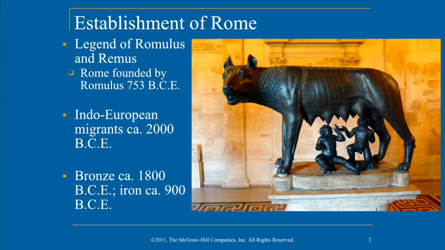Now, the story of Romulus and Remus basically boils down to this. There were two brothers who were left by the side of the Tiber River. One was named Romulus, one was named Remus, and they were left there basically for the reason that a prophecy had said that they were going to grow up and overthrow one of their close relatives who was the king of the area.